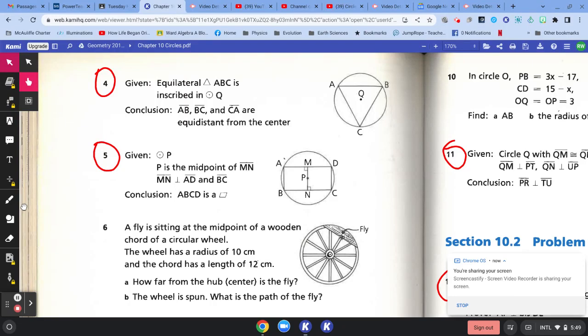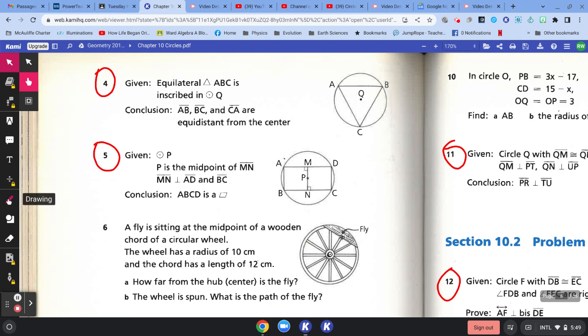Hi, this is Mr. Ward, and I'm going to talk about some of the problems that I've assigned from Chapter 10, Section 2 on congruent chord theorems. I'm going to give you a couple of hints about each one, and I'm going to ask you to pause the video at each point and try it yourself. If you don't need the hints, it's a pretty straightforward problem for you. You can skip on to the next problem.